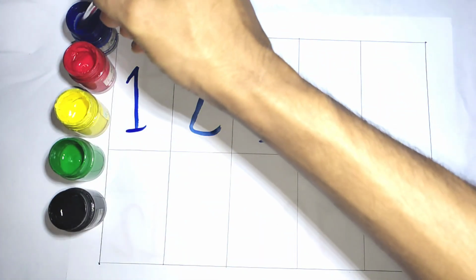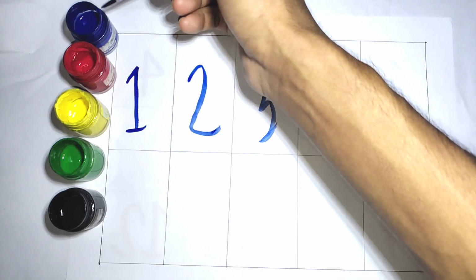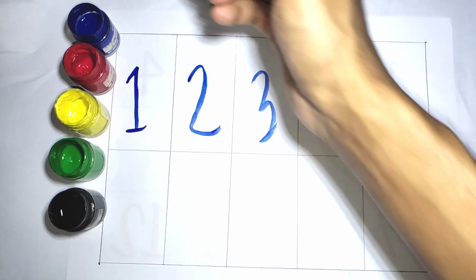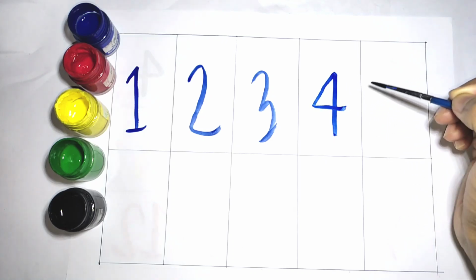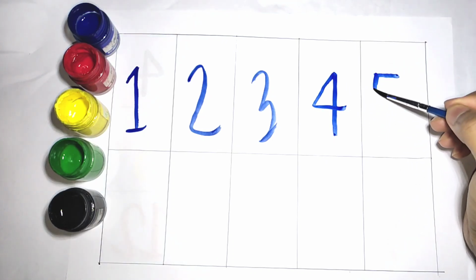THREE 3. Kids, again we use blue color. Now we draw 4. The next one is 5.